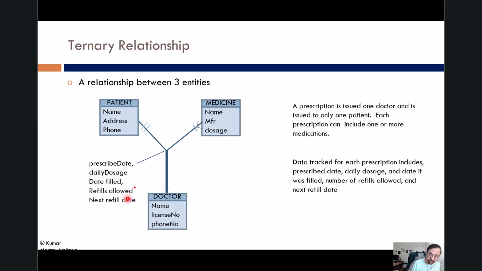So these attributes you see over here, date filled, refills allowed, and so forth, these attributes only make sense, only apply to the relationship among these three entities. These attributes do not apply to any one entity by itself. They only make sense in the context of the relationship among these three entities here. Okay.